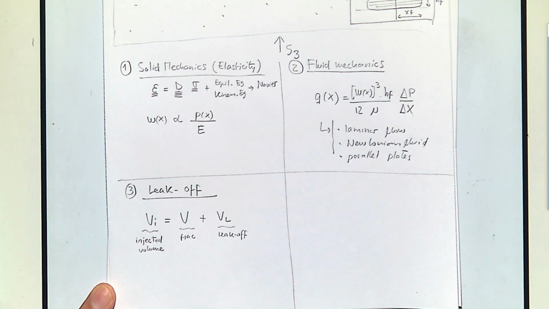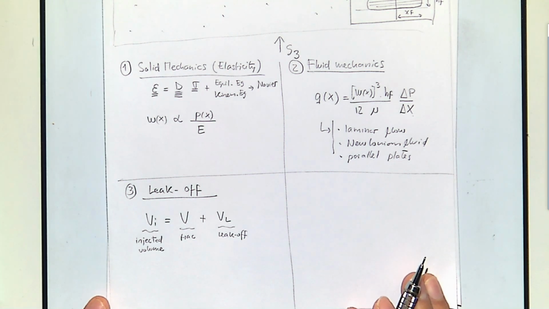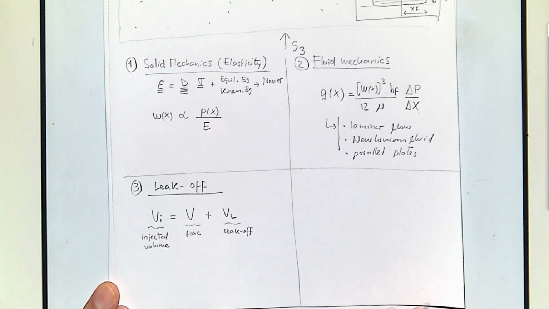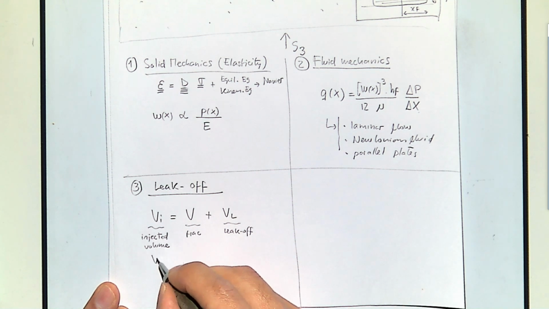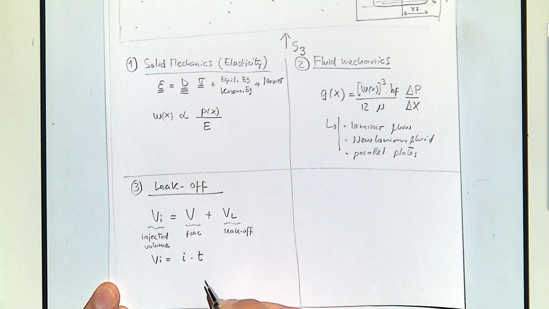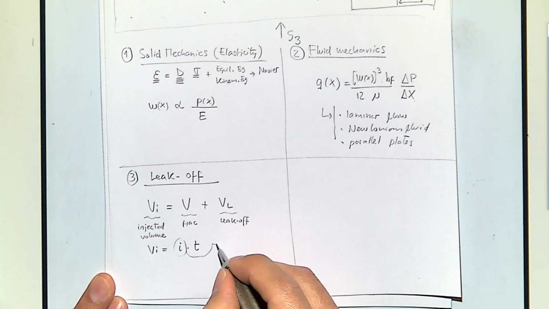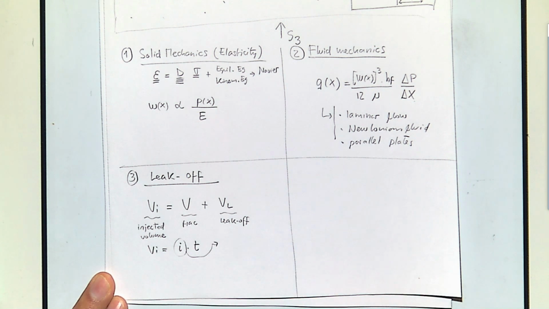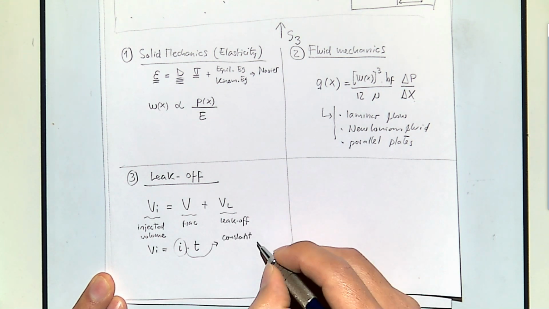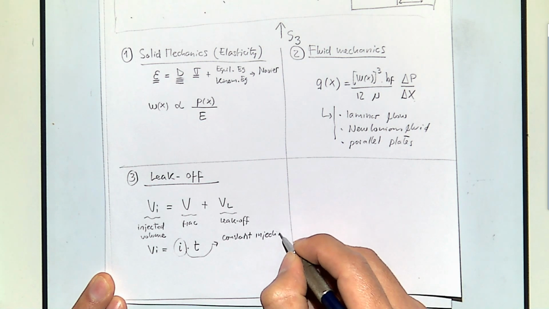How much we inject, we know, because we set the pumps to inject at a given flow rate. And in the case, for example, if I have a constant injection rate, this is just going to be injection rate times time, where I'm assuming that in this case I have a constant injection rate.